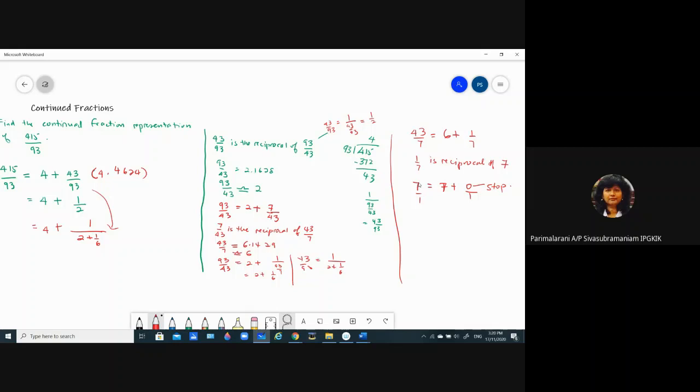So what do we do now? We go back to 415 over 93. So that means this will be 4 plus 1 over 2 plus 1 over 6 plus 1 over 7.